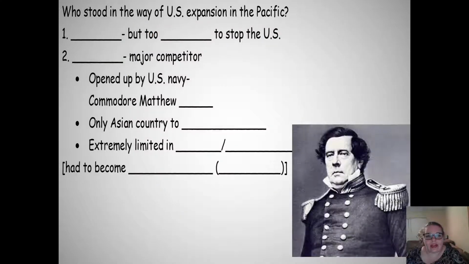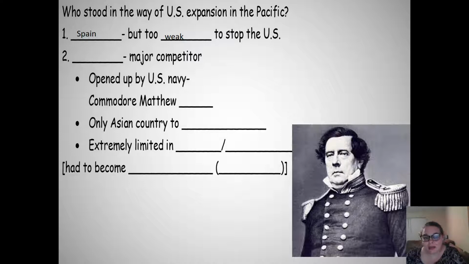So if you look at other ways, okay, so we're not going to get Hawaii yet. So what are some other ways we could get into the Pacific? There are 2 people who are standing in our way. The first one is Spain. Okay? The problem for Spain is they are too weak to stop the United States. They have spread themselves too thin. They have too many colonies they have to keep troops in to keep control of. So they don't have enough troops available to fight off the United States if the United States was trying to step up and take anything over.